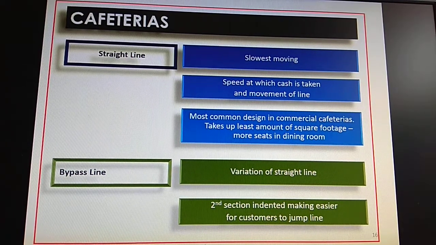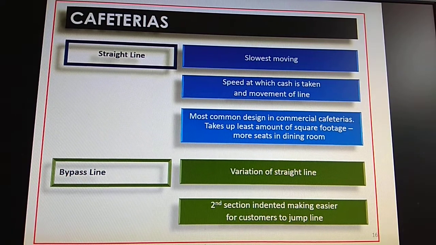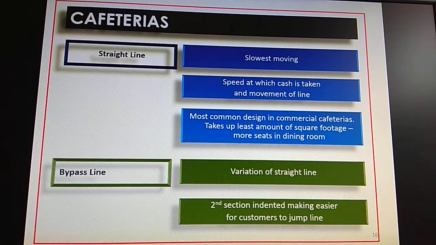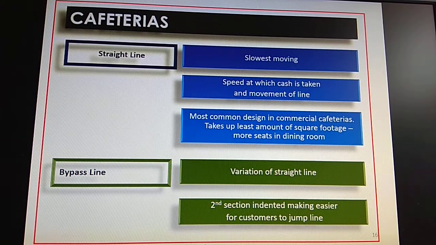Bypass line, variation of straight line. Second section indented, making it easier for customers to jump line. Straight line, you have to go through the section of appetizer, soup, main course, and desserts. You have to wait in line. Although you are not into desserts, you still have to wait. So you have to wait for people in front to take their desserts, and then only you can move on to the payment counter.